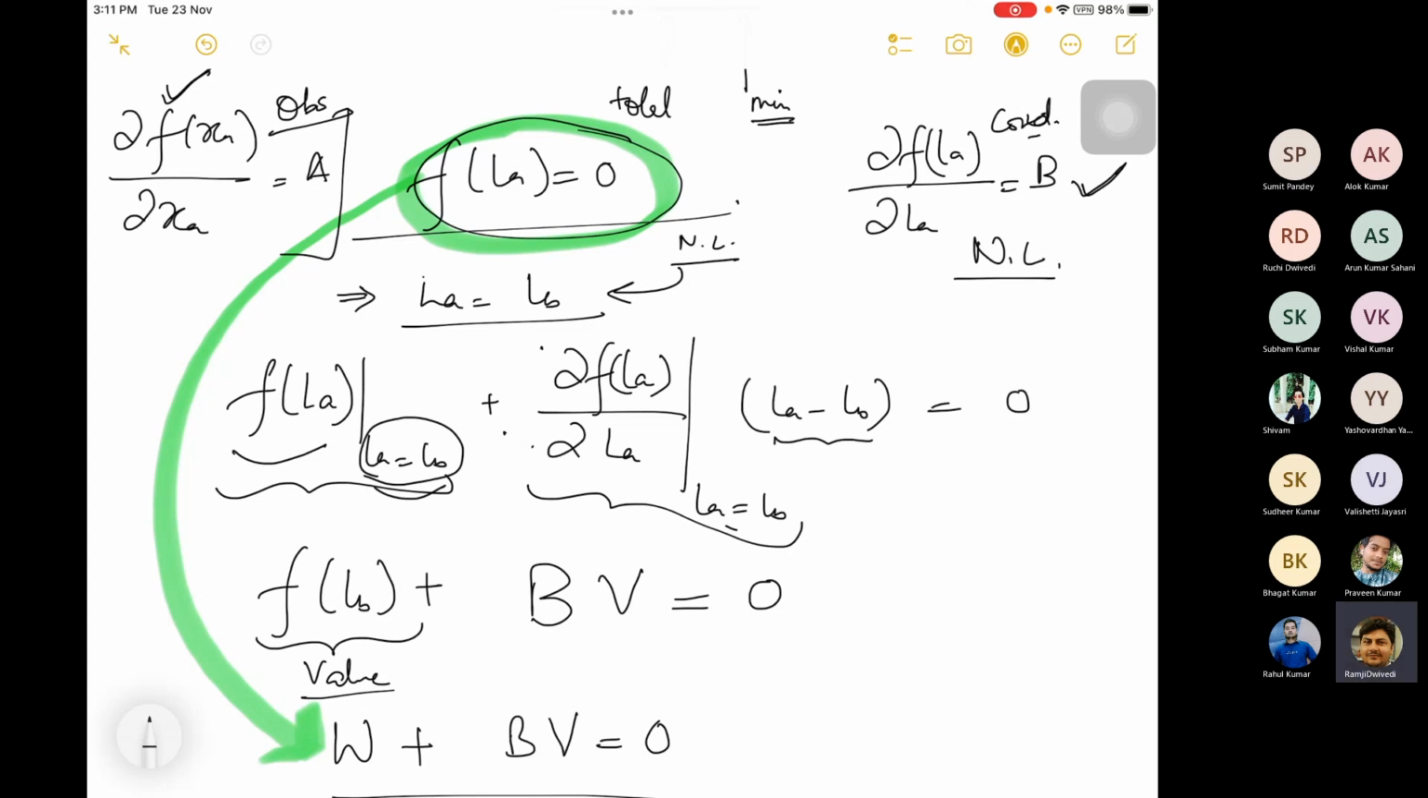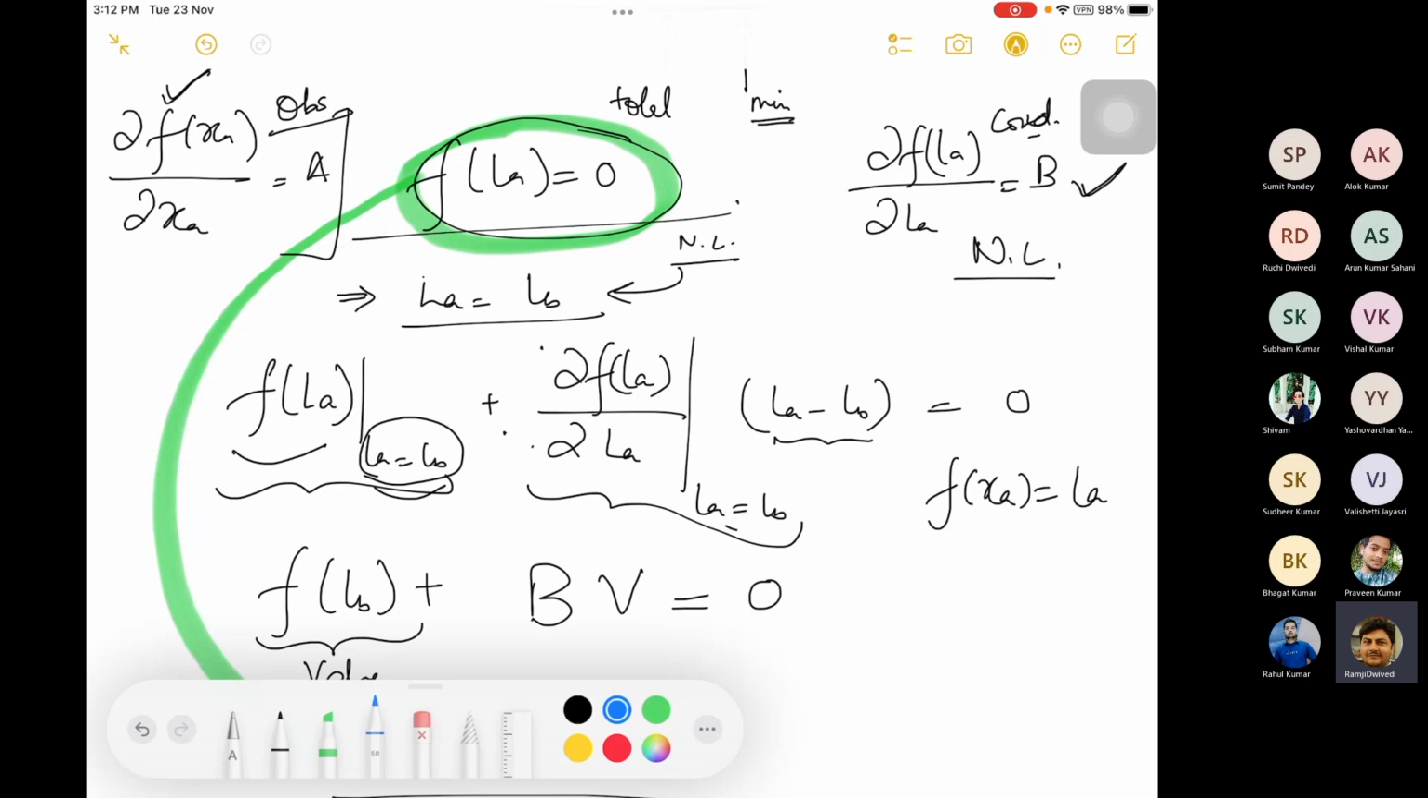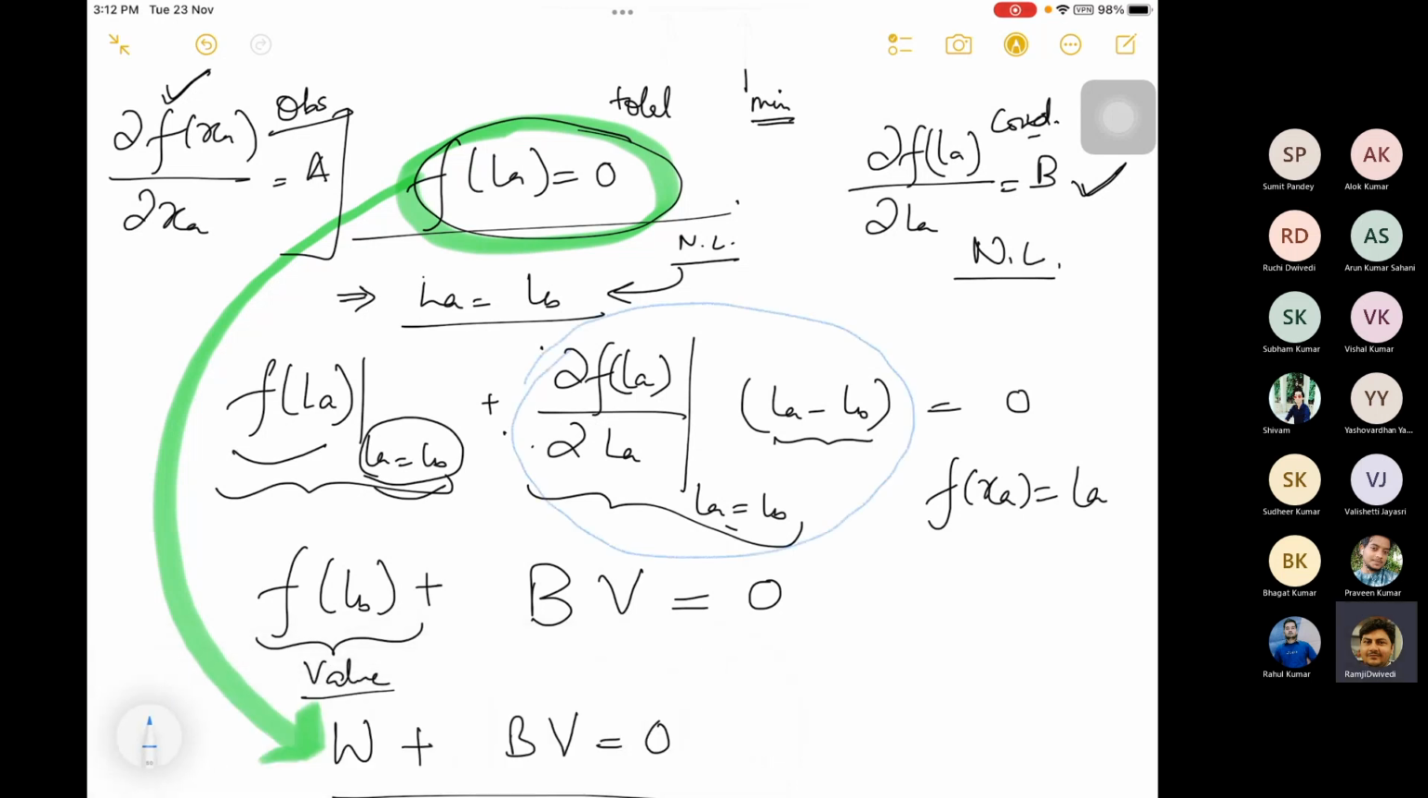If you recall, in the observation equation method, you have F(X_a) = L_a. That's why this term, and I'm again highlighting it, is absent in the observation equation method, because L_a is on the right-hand side and it is available in linear form. But in the condition equation method, it is available in non-linear form as a function of L_a equal to zero. So I hope you are following it.